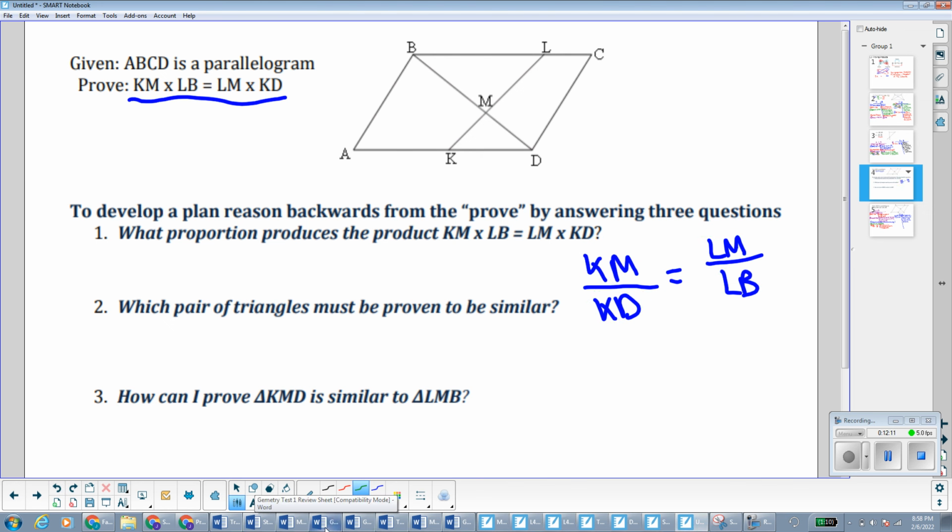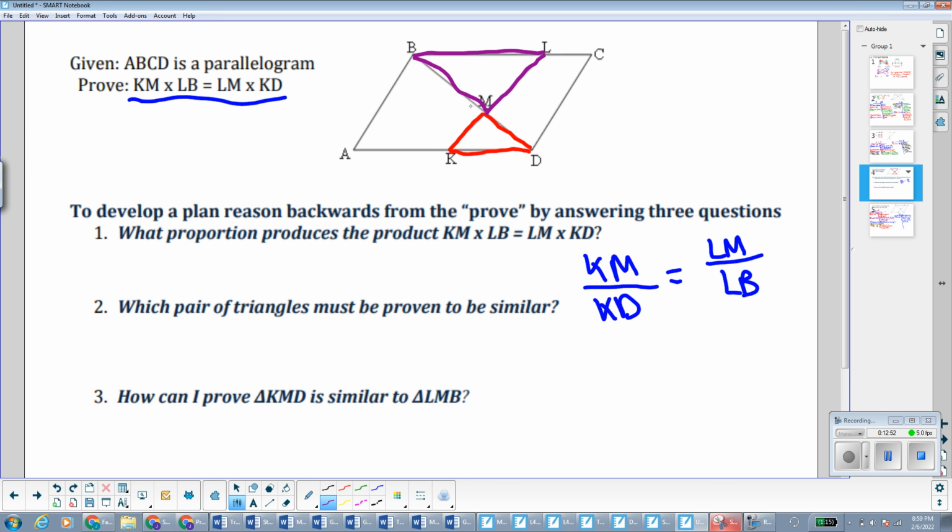So now that we know the proportion that we need to prove, the next question we need to ask ourselves is, based on the proportion that we need to prove, what pair of triangles do we need to prove similar? So KM is from this small triangle over here. KD is also from the same triangle. So I know that we're going to be focusing on triangle KMD that I highlighted in red. LM is from this bigger triangle over here, and so is LB. So that tells me the second triangle that we're going to be talking about is triangle LMB.